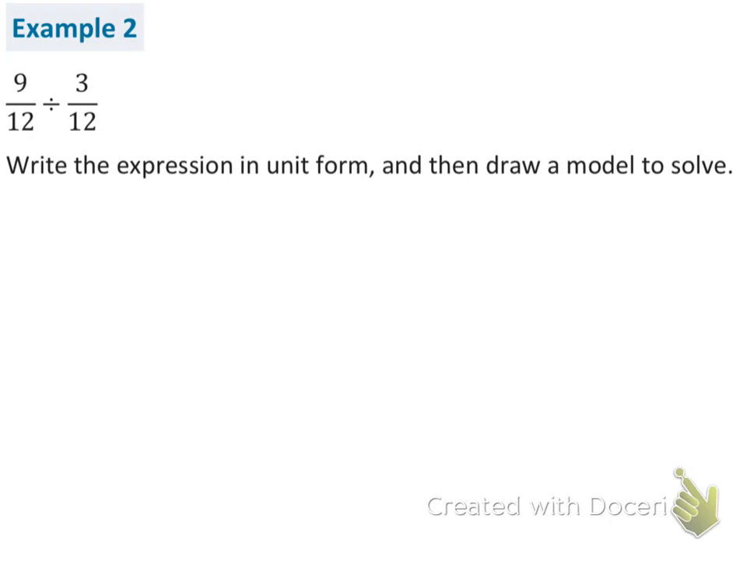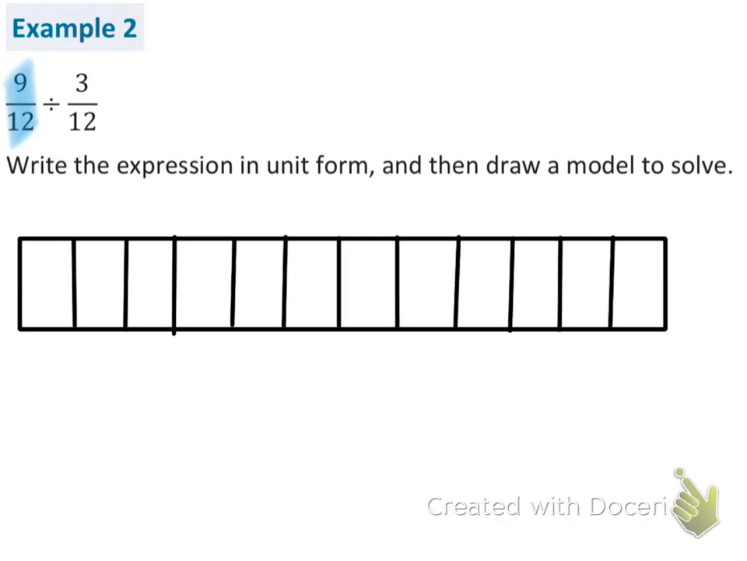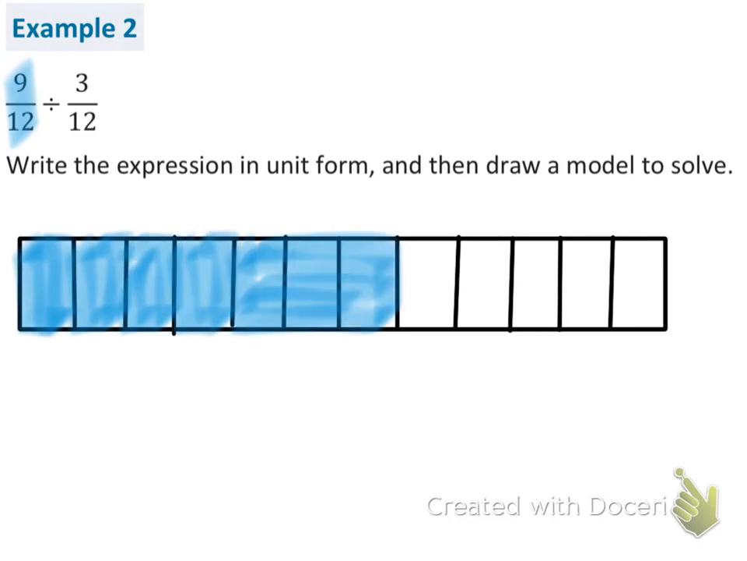Let's look at example 2. 9/12 divided by 3/12. So I'm going to start by drawing a tape diagram, and I need to show 9 out of 12. So just like in the other problem, I am going to partition my tape diagram into 12 equal parts. And as you guessed it, I am going to shade in 9 out of 12. 1, 2, 3, 4. So I'm going to keep going until I shade in 9. And I have 9 12s.